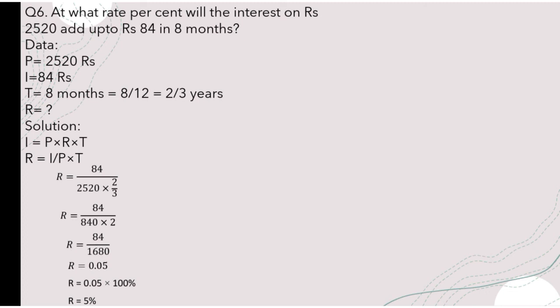And we know that in order to find the rate, we need to multiply this value by 100%. When we multiply 0.05 by 100%, we get 5%. Because we have 2 zeros after this one, we have to move our point 2 steps forward. So it becomes 5%.